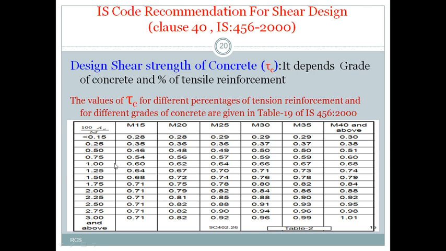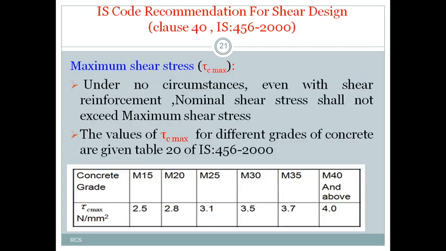Let's take an example: I have 1% tensile reinforcement and I am using M25 grade concrete. What is the design shear strength for that grade of concrete? For 1% and M25, the design shear strength is 0.64 Newton per mm square. Like that we have to calculate. If the percentage of steel lies between two tabulated values, then we go for the interpolation technique, and from that we can calculate the design strength of the concrete. And we have to calculate the maximum shear stress.